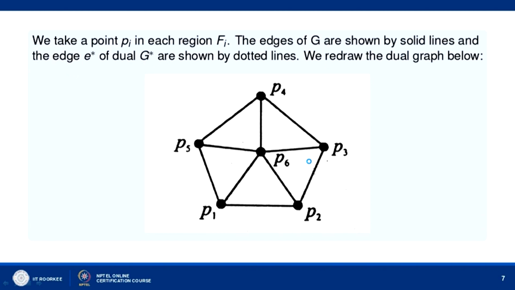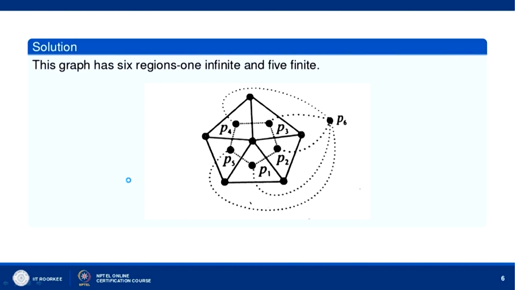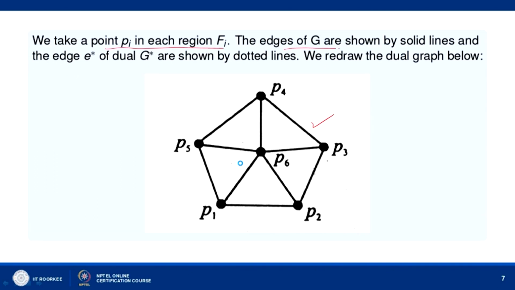The dual graph can be drawn like this. We have drawn this graph by taking a point Pi in each region Fi. The edges of G are shown by solid lines, while the edges of G star are shown by dotted lines. So, now we draw the dual graph.